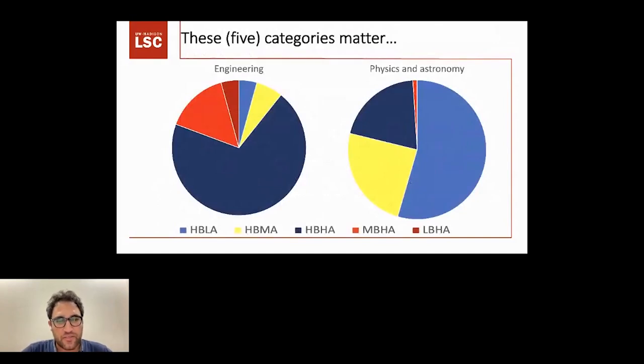I also want to note why these categories matter. This is looking at two specific fields, engineering and physics and astronomy. You can see that for engineering, the majority, something close to 70%, identify their research as high basic and high applied, whereas a field like physics and astronomy sees their research as much more basic and less applied.